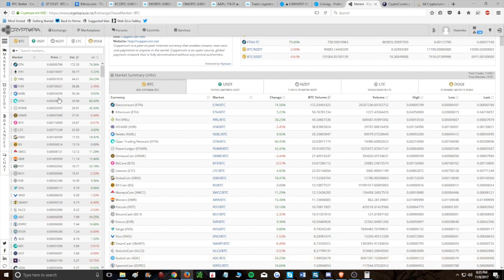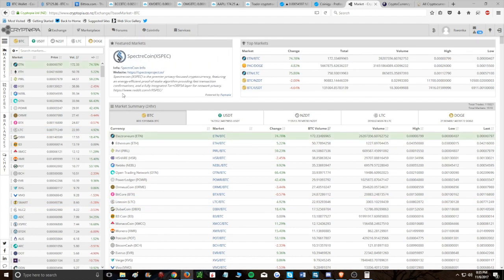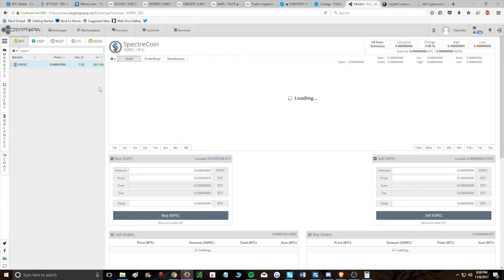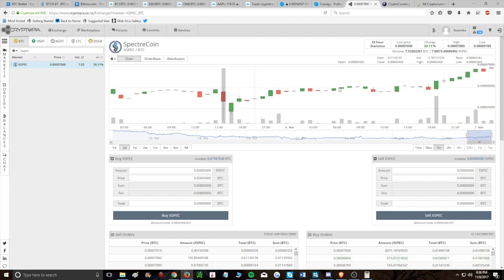So there's actually 2 coins I'm keeping an eye on. First I'll go over XSpec, and that's actually right here. It just popped up in featured markets. How do I get there? Let's search it. XSpec is a privacy coin, and I believe they're only listed on Cryptopia.